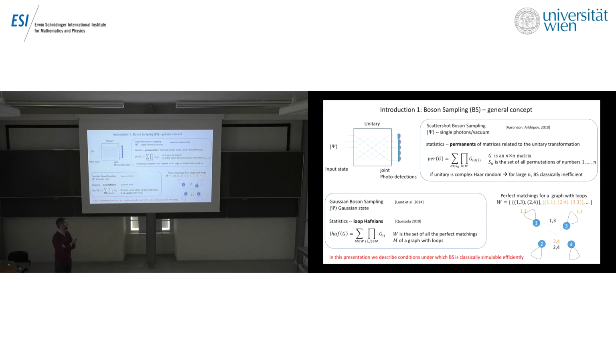And our research was motivated by a proposal to apply boson sampling as a quantum simulator of some physical problems. And then we observe that in physical problems, you usually don't have a complex Haar random matrix here in this unitary, because physical problems always have some symmetries, a lot of properties that make this matrix actually not Haar random.